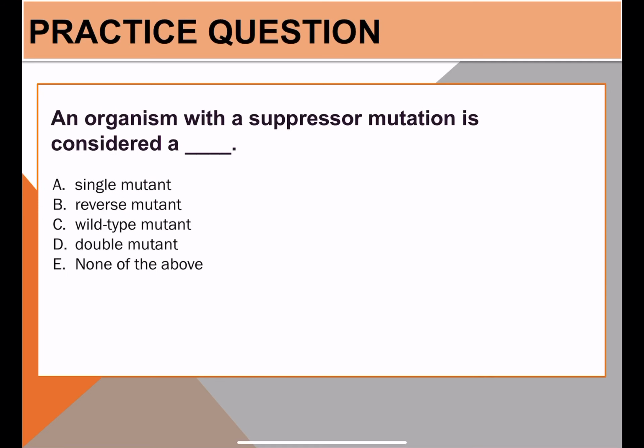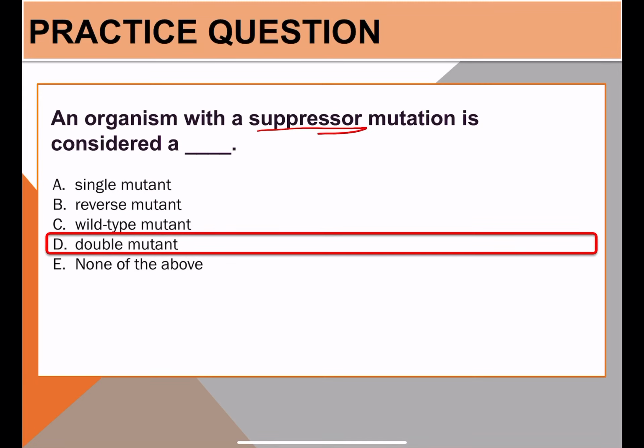An organism with a suppressor mutation is considered a double mutant because suppressor mutation means you have one original mutation and a second mutation somewhere else or on the same gene that will rescue it. Let's not use revert so you don't confuse it with reversion, but it rescues it from the original mutation. That's why it's a double mutant.